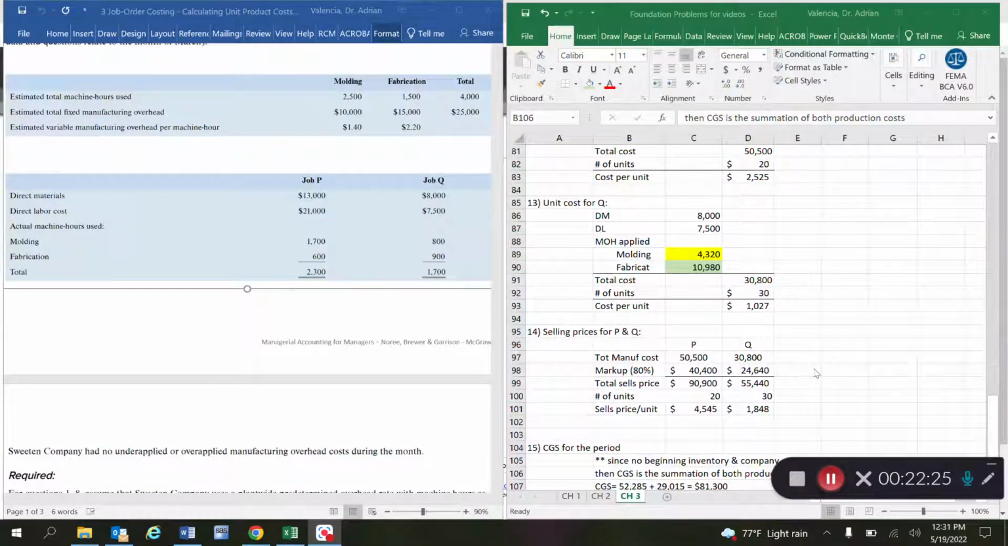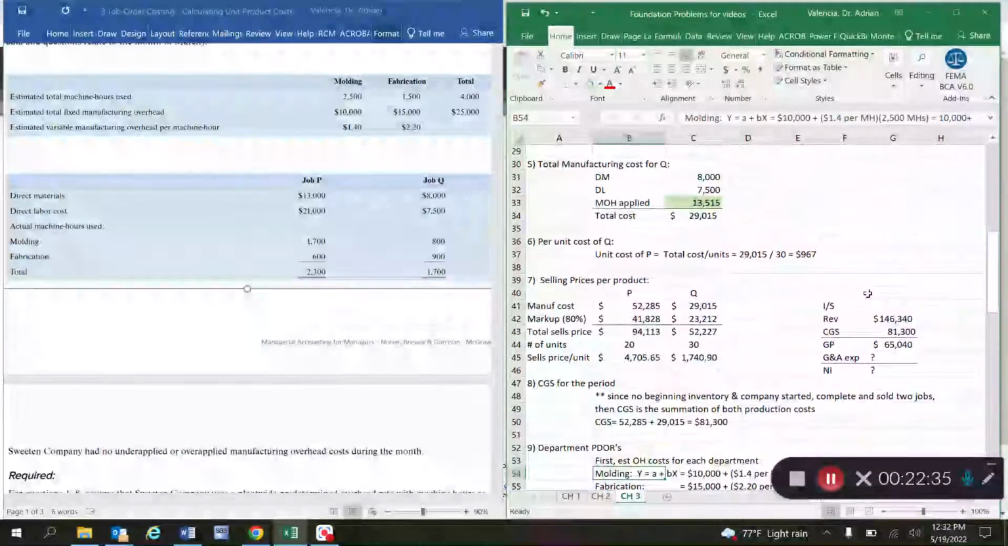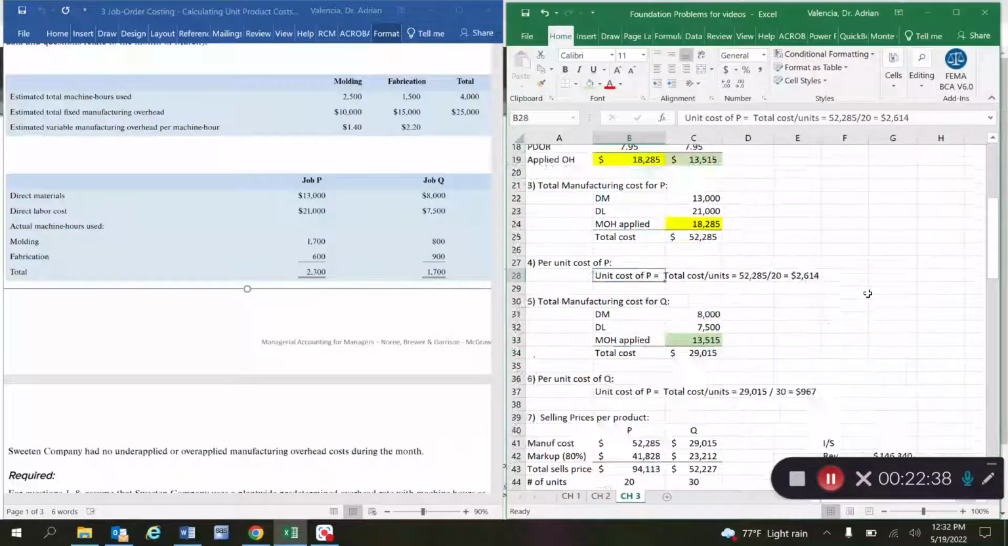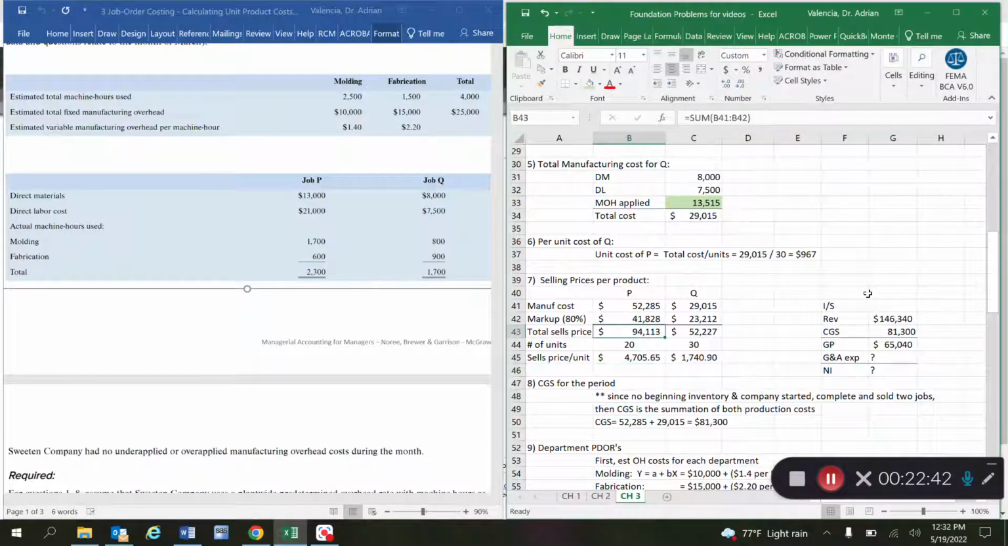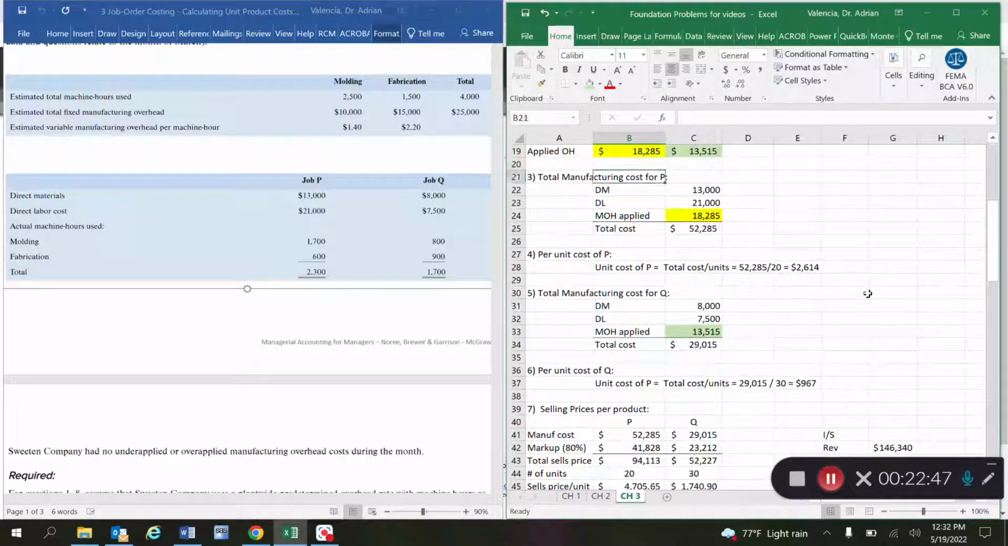Having done that, I think it's important for us to see what's going on here overall. When we used a plant-wide overhead rate, notice how the product cost for Q and P were as follows. The product cost for P was 52,285, and then 29,015 for Q. So that's using one plant-wide overhead.